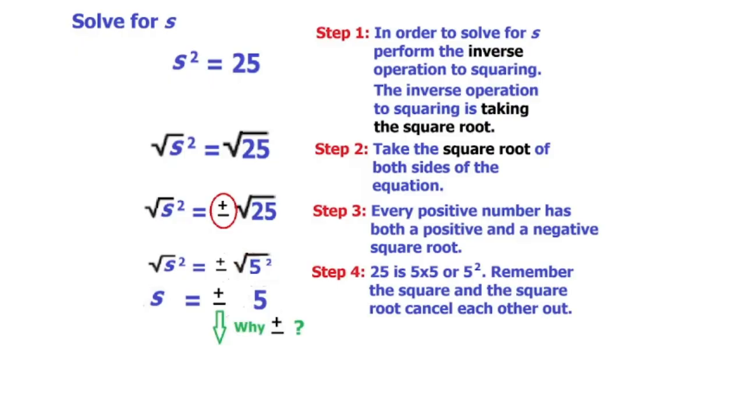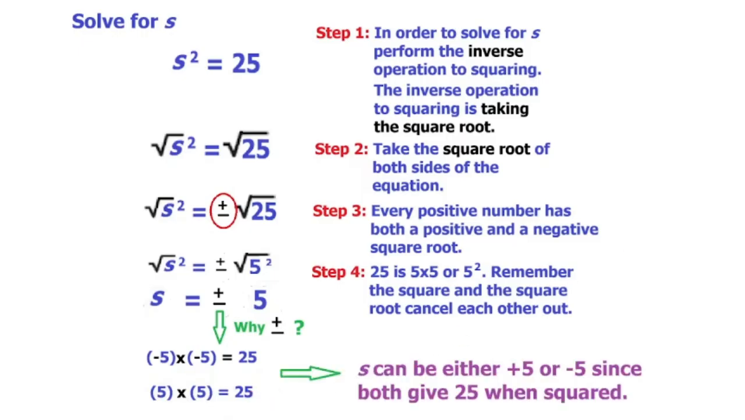So now let's discuss why we use positive and negative, okay? Why do we do that? Well, we know that minus 5 times minus 5 equals 25, right? We know that when you have two negative numbers, you multiply them together, they become positive. And then for two positive numbers, of course we know 5 times 5 equals 25. So s can be either plus 5 or minus 5, since both give 25 when squared.